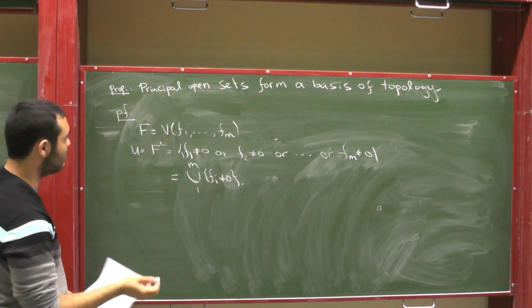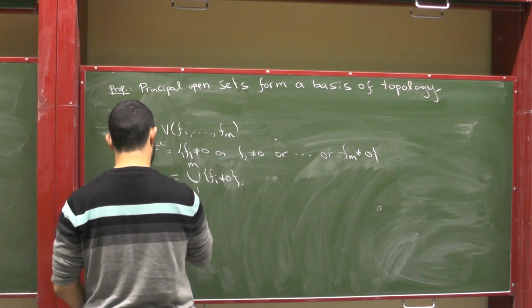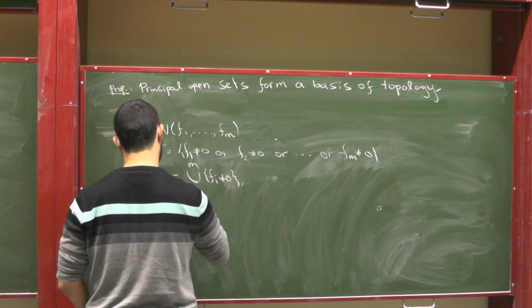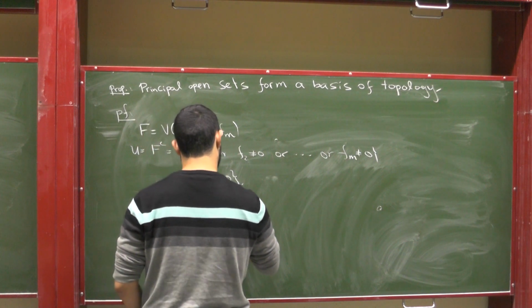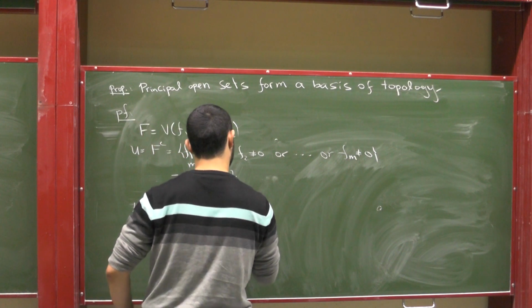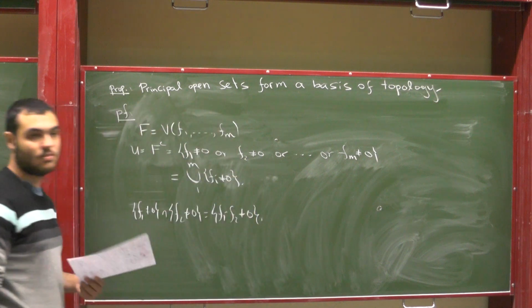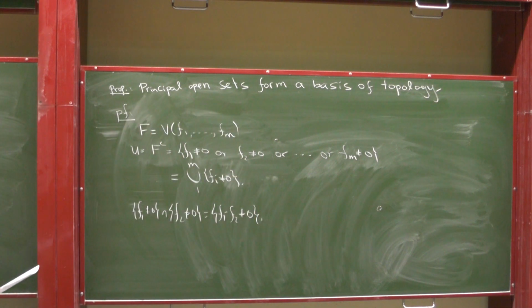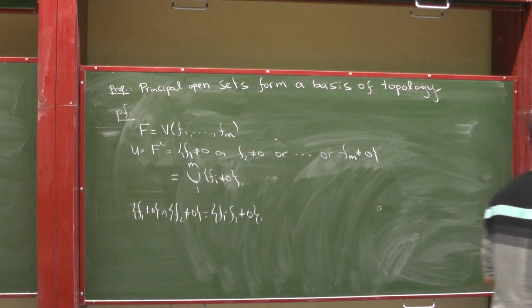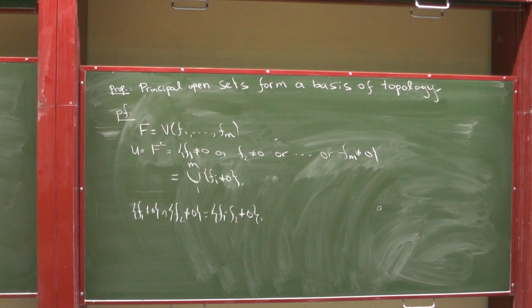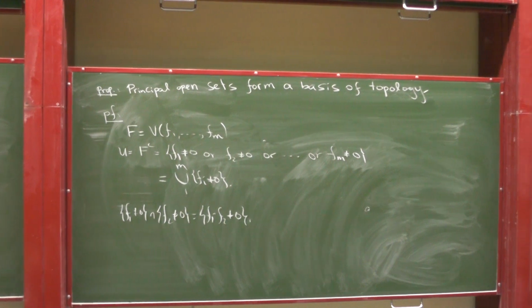Okay, and the intersection of two, F1 non-zero intersection F2 non-zero, is F1 times F2 non-zero. So this forms a basis for the topology. Okay, so in particular, we can represent locally closed sets using these.